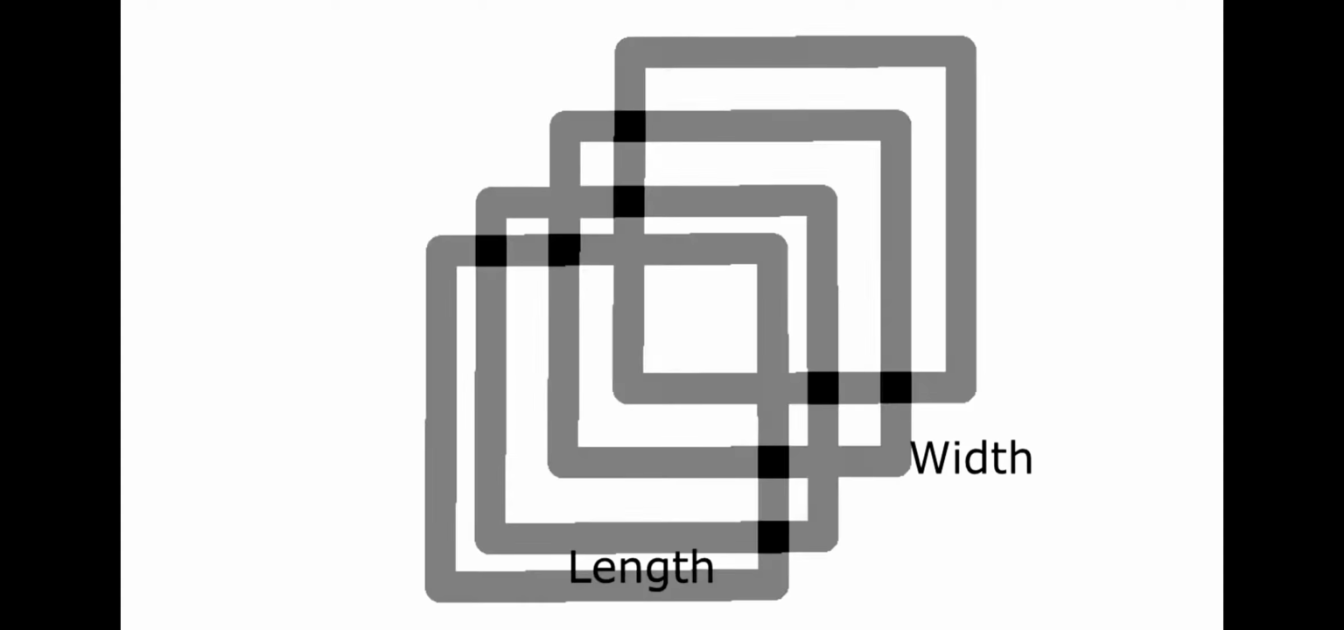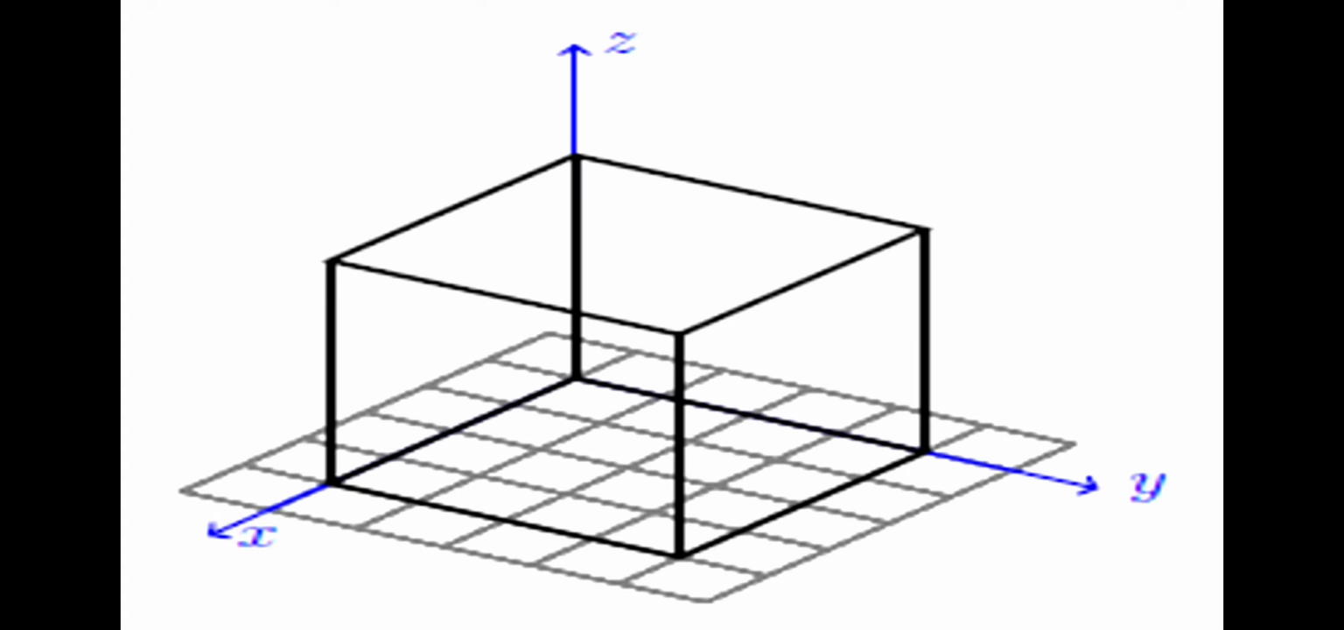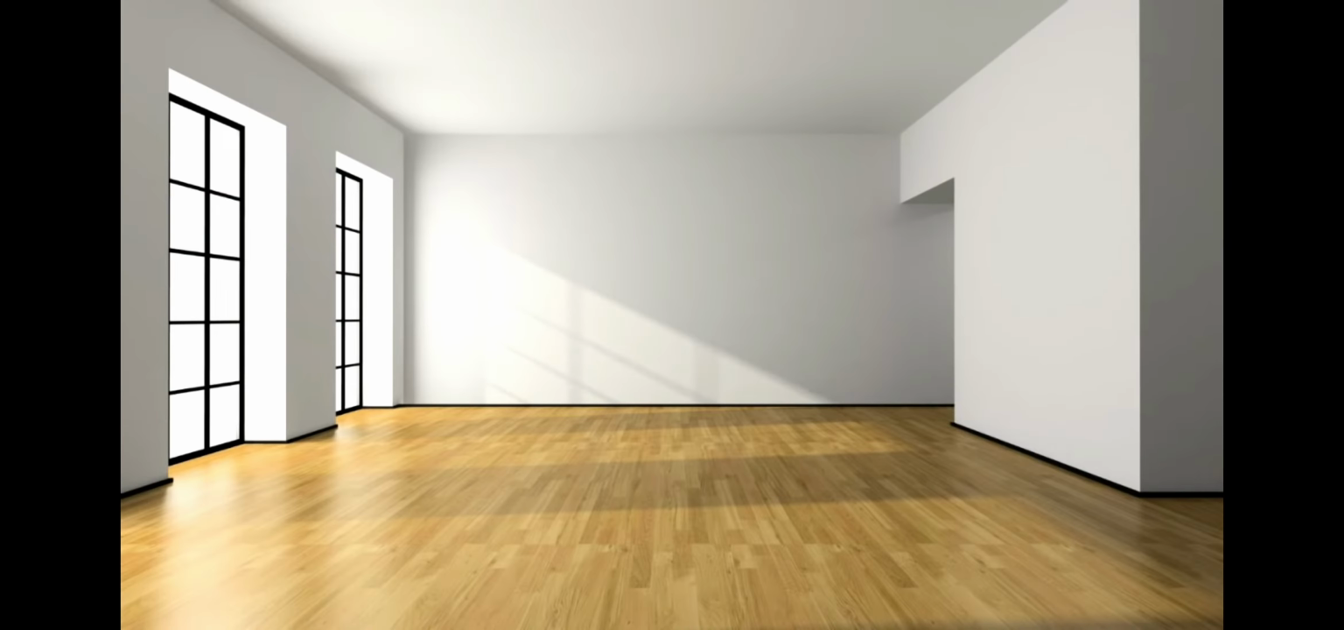If you take 2 squares and connect all of their points, you end up with a cube, or the third dimension. The third dimension has length, width, and height. Here is a better picture showing the third dimension. Another way to describe length, width, and height could be on a graph, such as x, y, and z. You could also think of it this way.